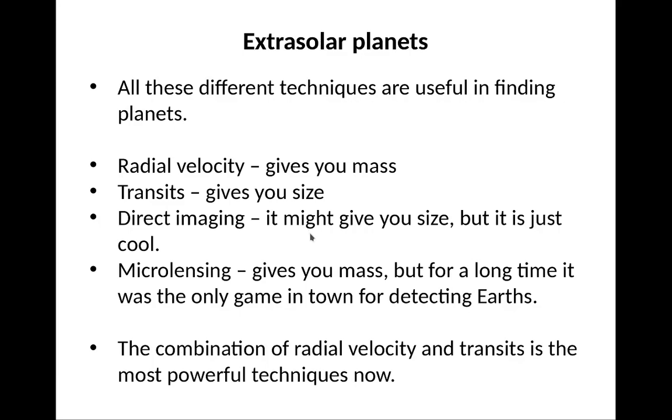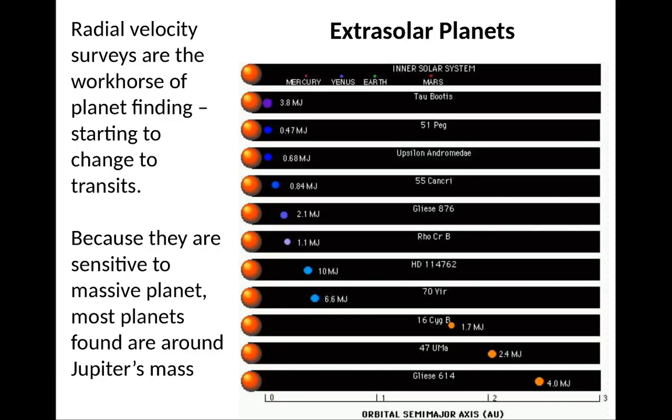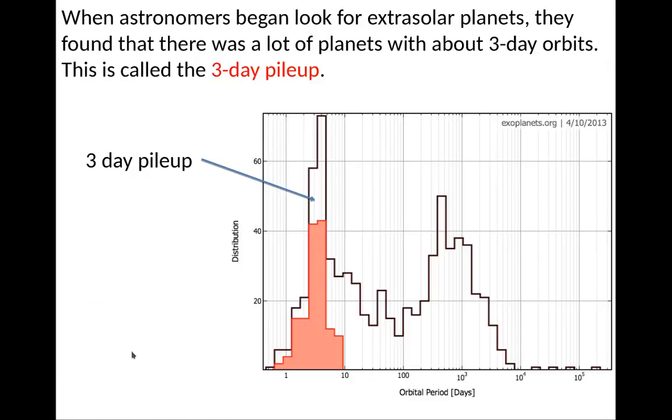Microlensing gives you mass, and for a long time, it was the only game in town for detecting something like Earth. Okay, now radial velocity can do it, and transits can do it as well. So a combination of radial velocity and transit is the most powerful technique now, right? Radial velocities were the workhorse of planet finding. In fact, they're still used to confirm planets, because they're most sensitive to massive planets. Most planets are found around Jupiter masses or so, or larger.